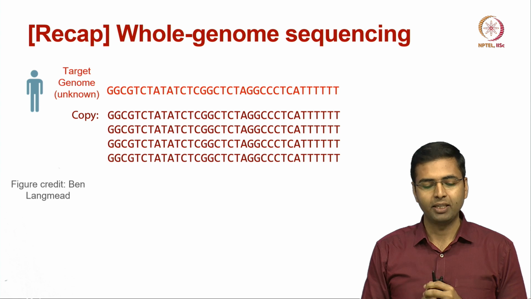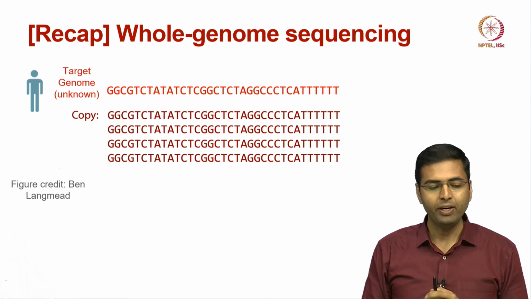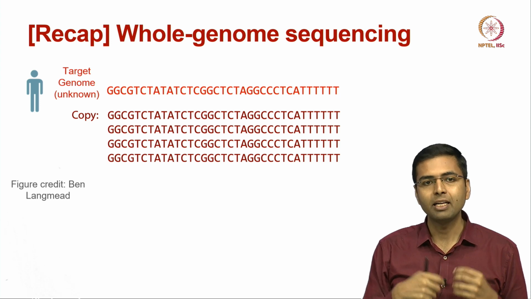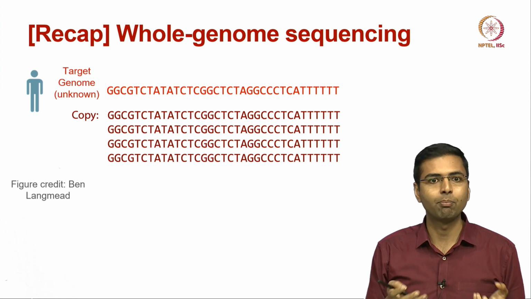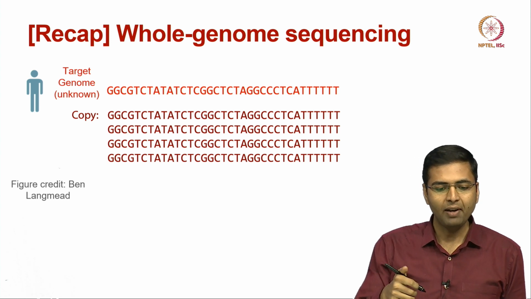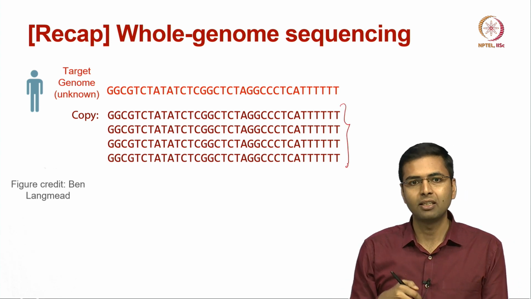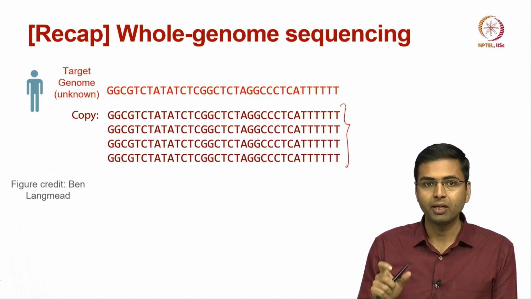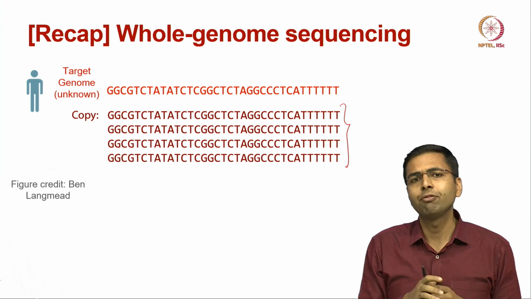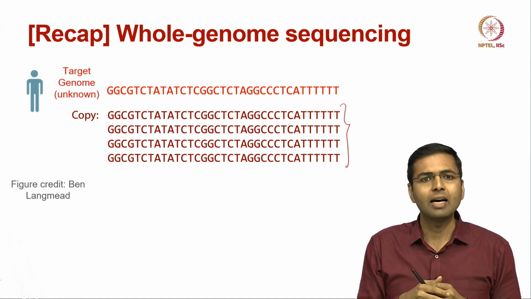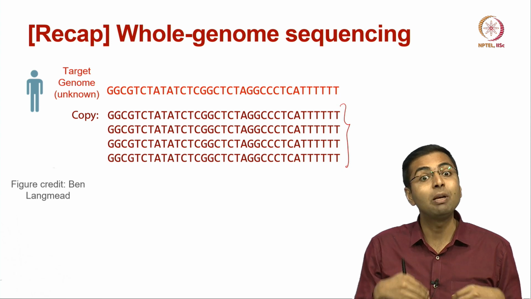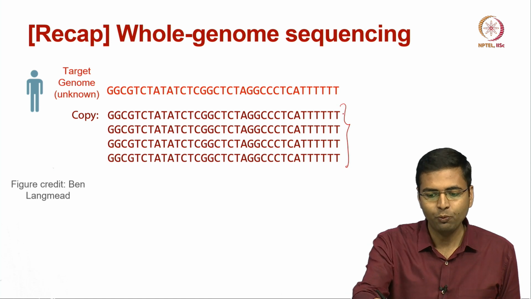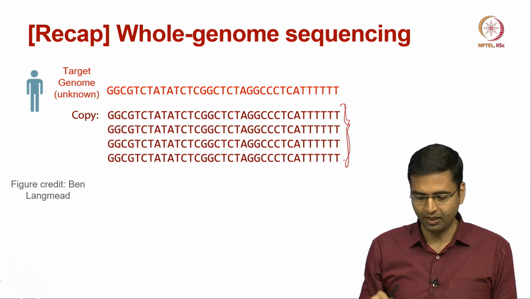Just to remind you, in the whole genome sequencing process we have a target genome sequence which is unknown to us. Now in a typical DNA sample extracted from either blood or saliva, we will have multiple copies of the DNA. So there will be many copies of the genome inside the sample, and if the amount of DNA is small, then there are biochemical processes in which we can amplify the DNA and create more copies. So we can assume that in our sample we have several copies of the genome.